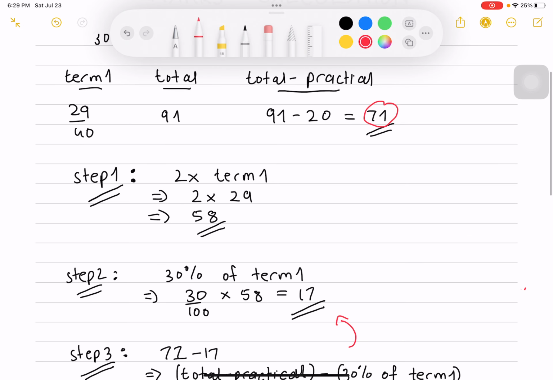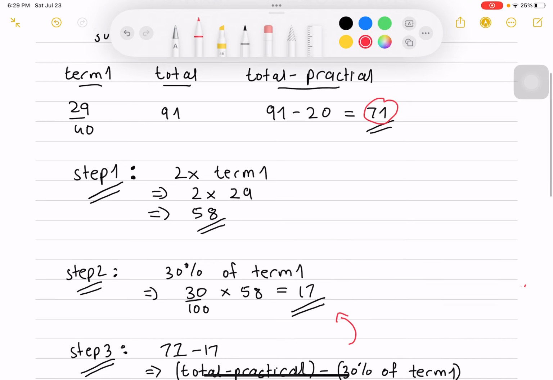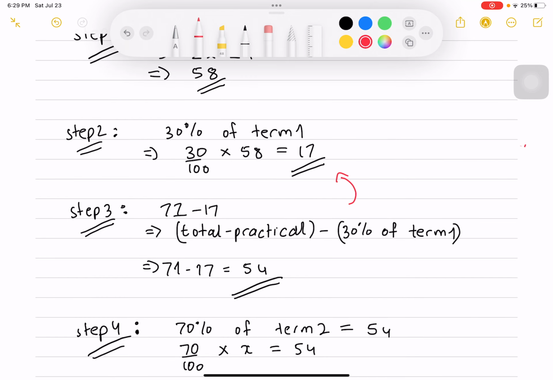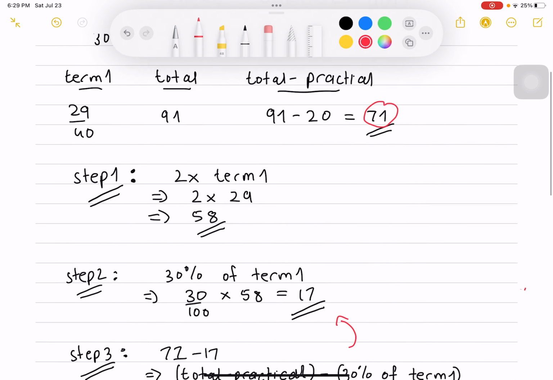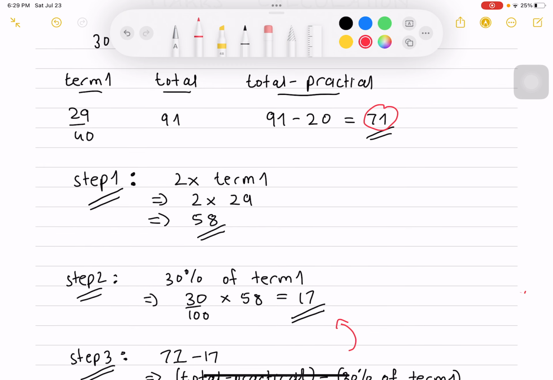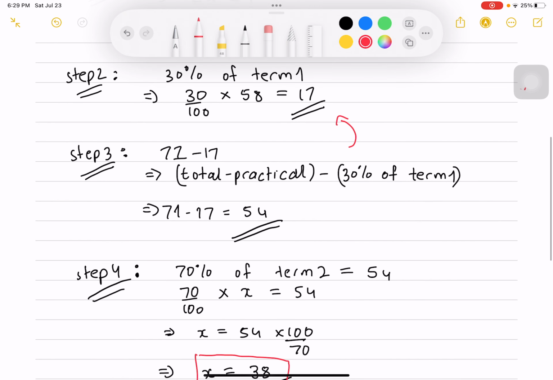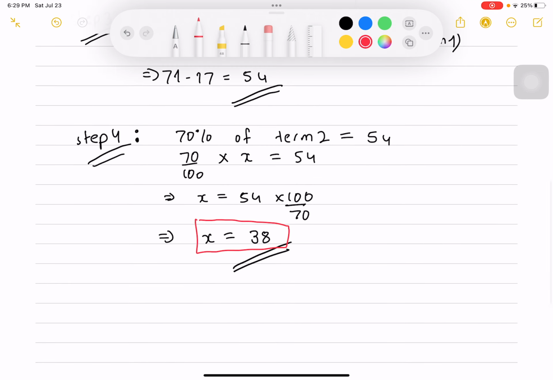So your first step, as you can see, is to take twice the term 1 marks. And step 2 is to find 30% of what we obtained in step 1. So here it is 17. Now step 3 is to subtract that from our total minus practical marks, which we found here, which gives 54, and 70% of the term 2 marks will give us 54. So hence we can find the term 2 marks.